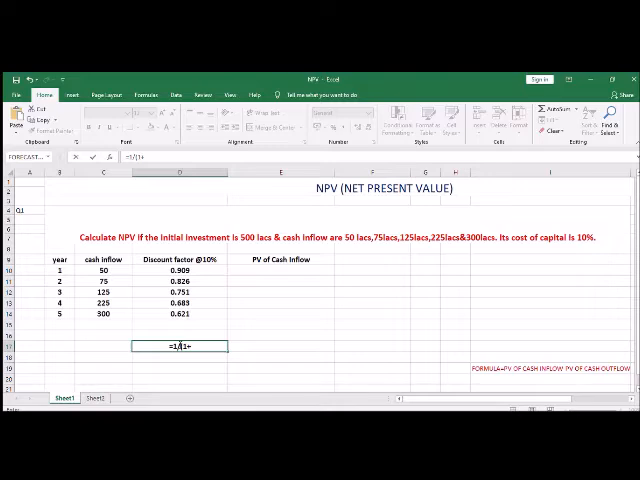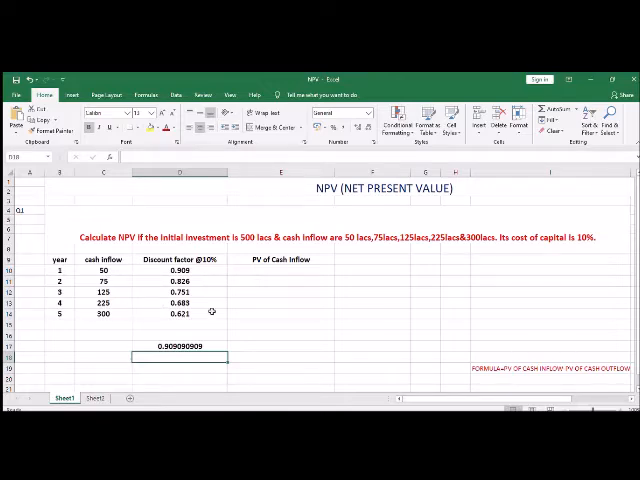It is given as 10% here, so 10% means 10 upon 100, which is equal to 0.1, raised to n, which is nothing but the number of years. We are calculating for year 1. Enter. The value is 0.909, as you can see. Same we will calculate for years 2, 3, 4 and 5 and we get the respective values.